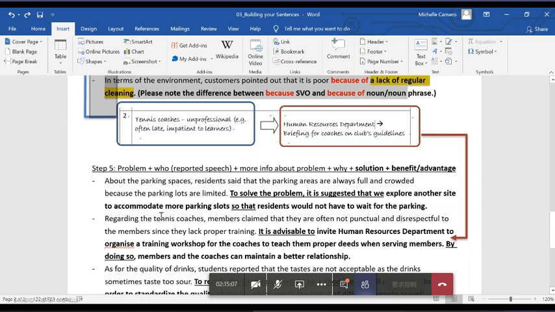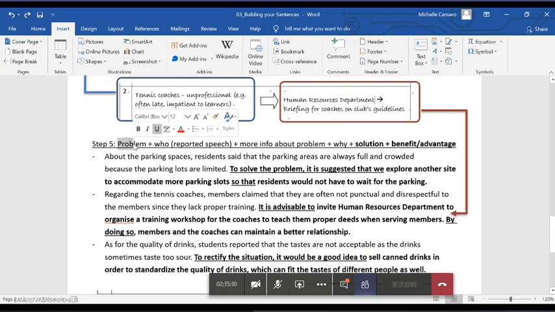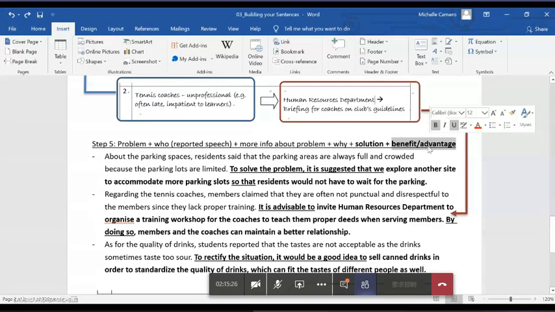Now we're going to go to step 5. Remember, step 1 is the problem. Then you can talk about who complained in the reported speech. Then you're going to say more information about the problem. We just finished talking about step 4, which is why, which is the reason. Now they've put, personally, I think the solution is one step, and I think giving the benefit or the advantage is a separate step, but they've put them together. So for step 5, they are talking about the solution and the advantage of the solution. Remember, the solution is given to you on the paper. When I say the paper, I mean the end of module assignment paper. But what is not given to you is the advantage. They do not include this on the paper. You must add your own idea.